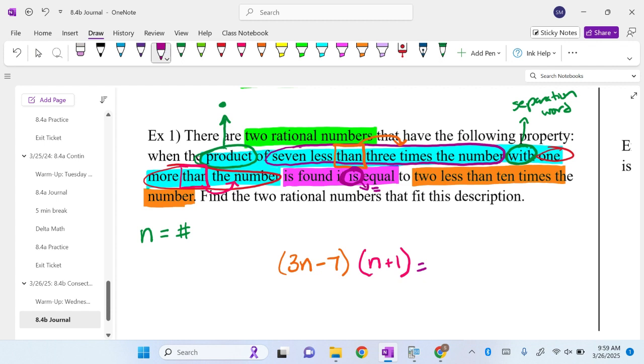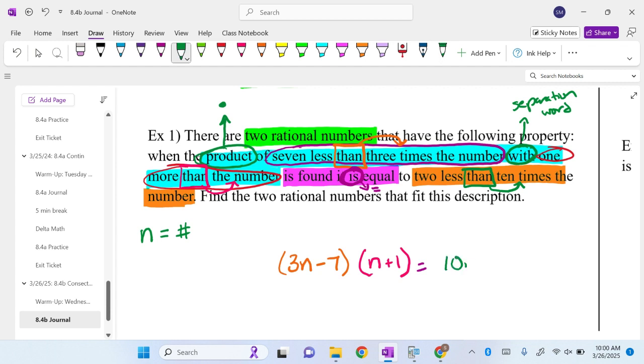So that's only one expression because there's no with or and or any separation word. So what is the first word I should key into? Than. Than's where you key in, so we start on the right side. So we're doing 10 times the number first. How do I represent 10 times the number?